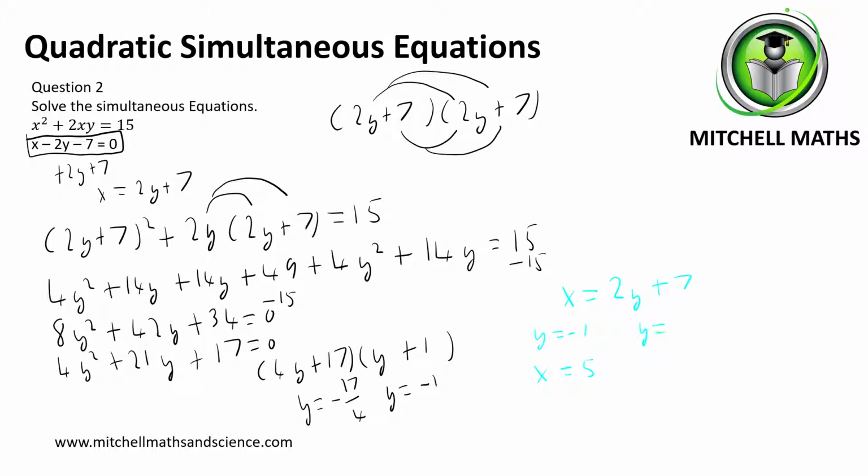When y equals minus 17 over 4, if I do 2 times minus 17 over 4, that would give me minus 34 over 4. Divide it by 2, it's minus 17 over 2. And if you do 17 divided by 2, that's minus 8.5. Minus 8.5 plus 7 is minus 1.5. Therefore, our corresponding x value is minus 1.5. And those are my two solutions for that question.